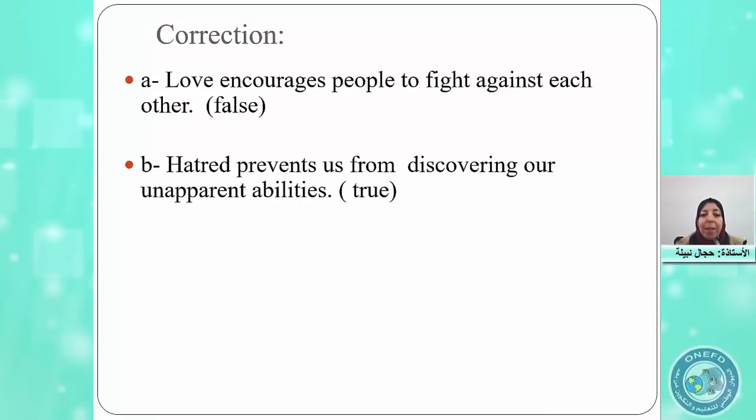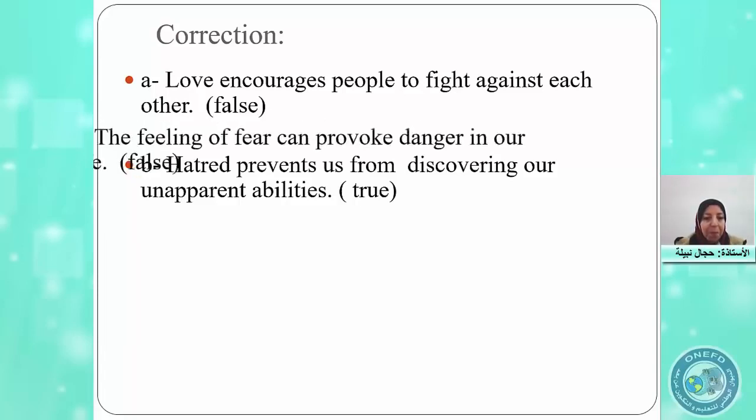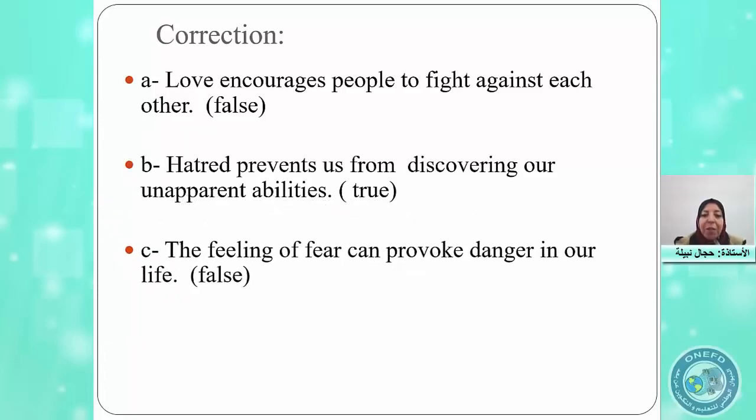B, hatred prevents us from discovering our apparent abilities. This is true because in paragraph 3, it is said that people who fall victim to hatred cannot explore the positive sides of their personality or benefit the community with their hidden talents. The next one. The feeling of fear can provoke danger in our life. This is false because in paragraph 4 it is mentioned that fear can prove a good stimulus, giving us energy to face dangers and not provoking dangers.